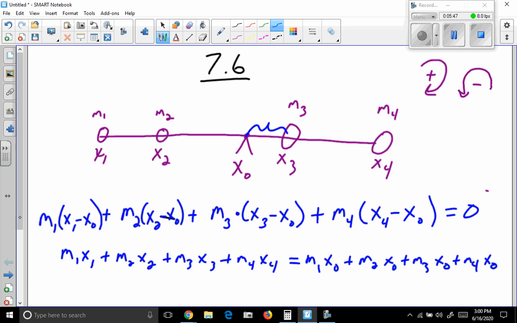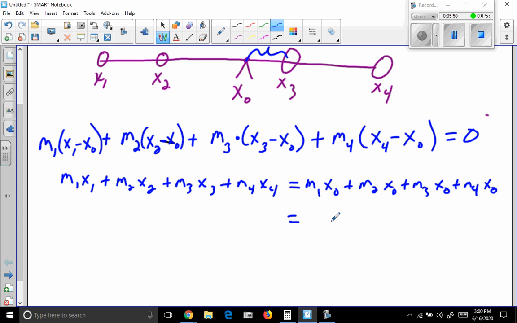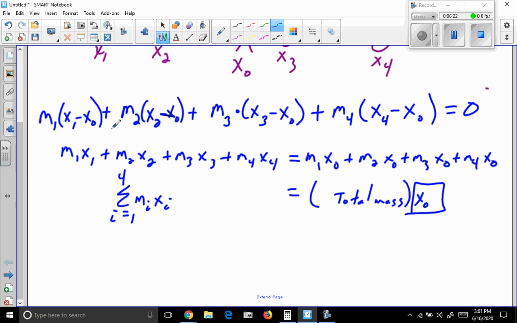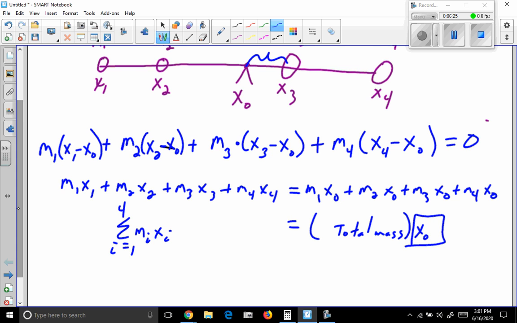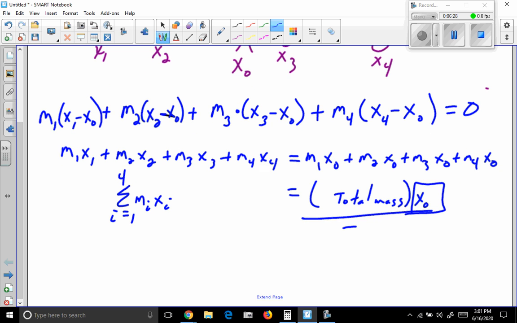From the right side, we can factor out the x sub zeros. If we factor out the x sub zeros, we would just have mass 1 plus 2 all the way to 4. So we would just have the total mass times x sub 0. On the other side, we just had the sum of the moments. We could call that the sum of mi xi as i goes from 1 to 4. So if we want to find out what x sub 0, what the location needs to be so that we're in equilibrium, we would divide by the total mass.